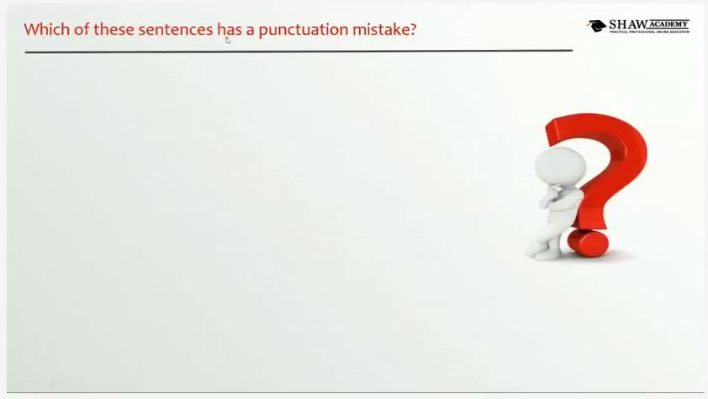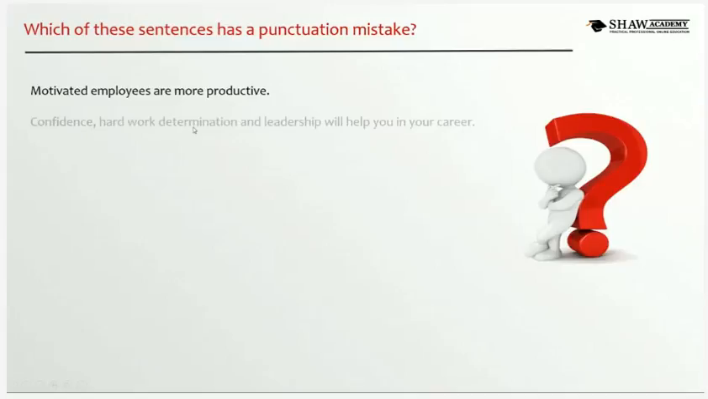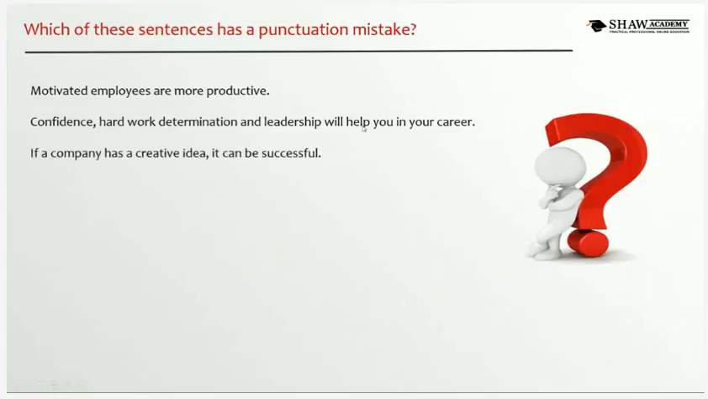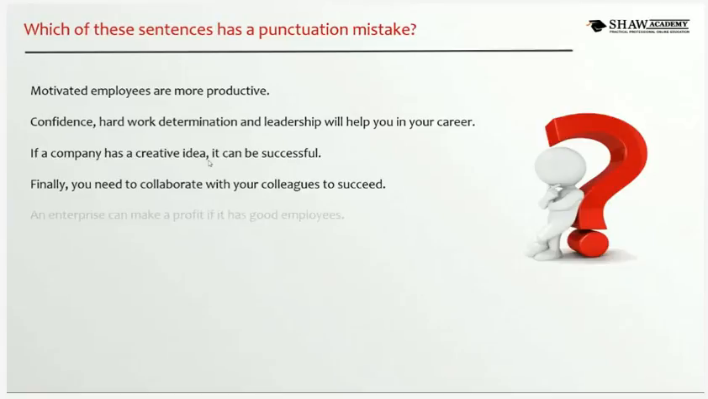So, guys, which of these sentences has a punctuation mistake? Motivated employees are more productive. Confidence, hard work, determination, and leadership will help you in your career. If a company has a creative idea, it can be successful. Finally, you need to collaborate with your colleagues to succeed. Or an enterprise can make a profit if it has good employees. So which of those has the error in terms of punctuation?